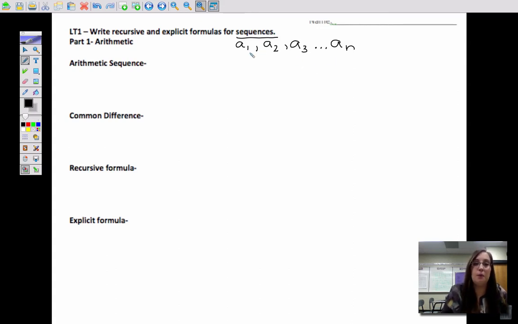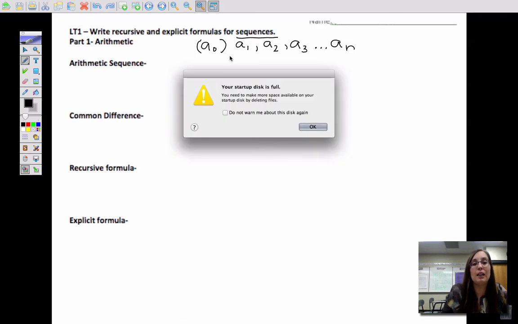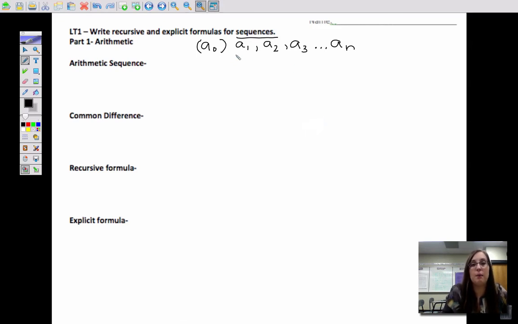And then the other thing to note is that sometimes there's an a sub 0 before the a sub 1, and we'll use that when we're doing modeling with sequences, where we are going to think of it in terms of time, where there's a 0 time and then 1 hour has passed, 2 hours has passed, and so forth. So sometimes the first term will be a sub 0, but let's only use that when we're talking about time in a real world scenario.